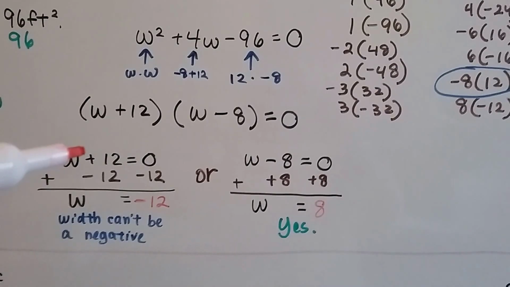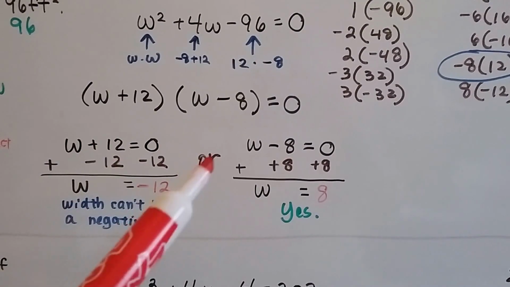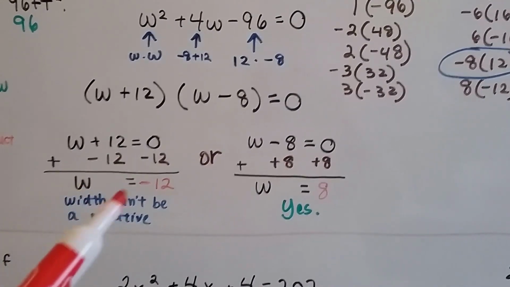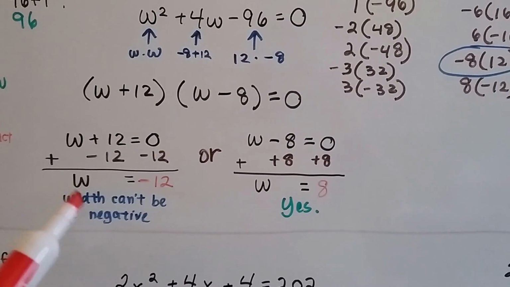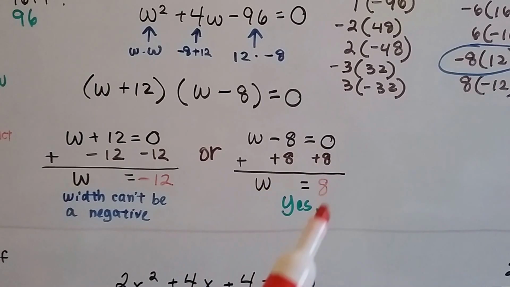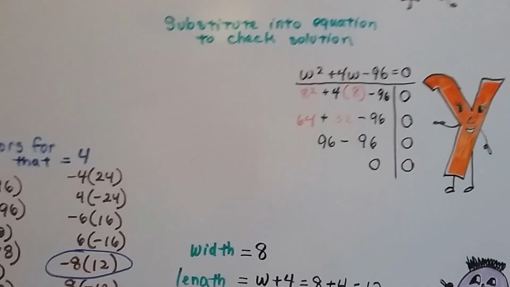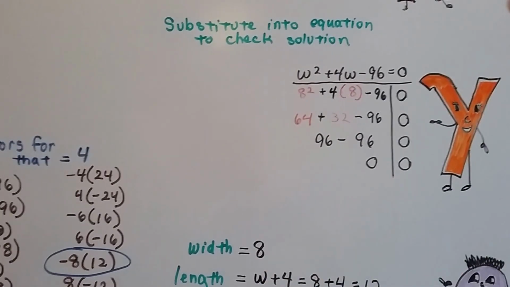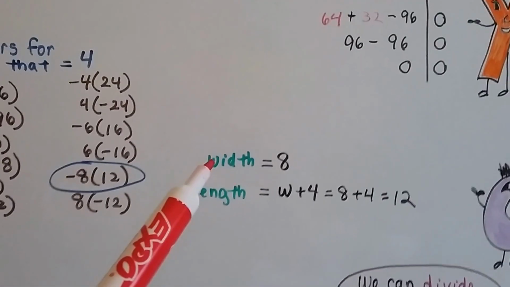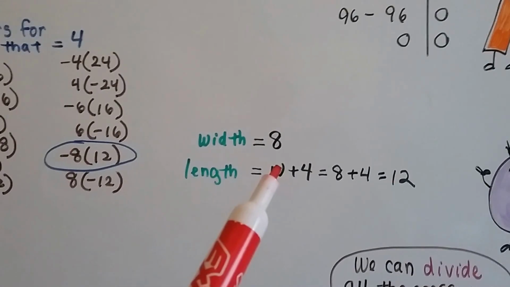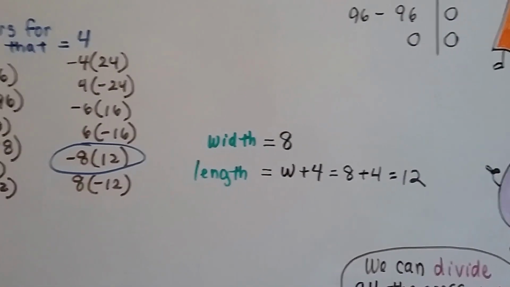Then we set w plus 12 to equal 0, or w minus 8 to equal 0. When we use our additive inverses to solve for w, we get w equals a negative 12, but that can't be because a width can't be a negative, can it? So the width is not a negative 12. Or we get that the width is an 8. Well, yeah, because if we substitute this into the equation, the solution checks out. And if we look at the width being 8, if the length is the width plus 4, that means the length is 12. So we know the width is 8 and the length is 12.